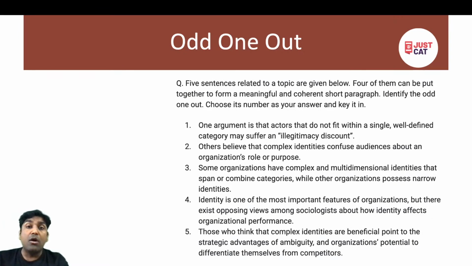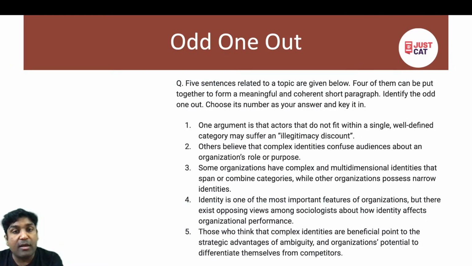It says that organizations have complex multi-dimensional identities. Again, it's talking about complex identities, multi-dimensional identities. So we now know, even by reading the first 3 lines, that one is the odd one out. How? 2 lines are talking about complex identities. One is talking about an actor being a misfit, basically not fitting into one single category. Hence, one is the odd one out.